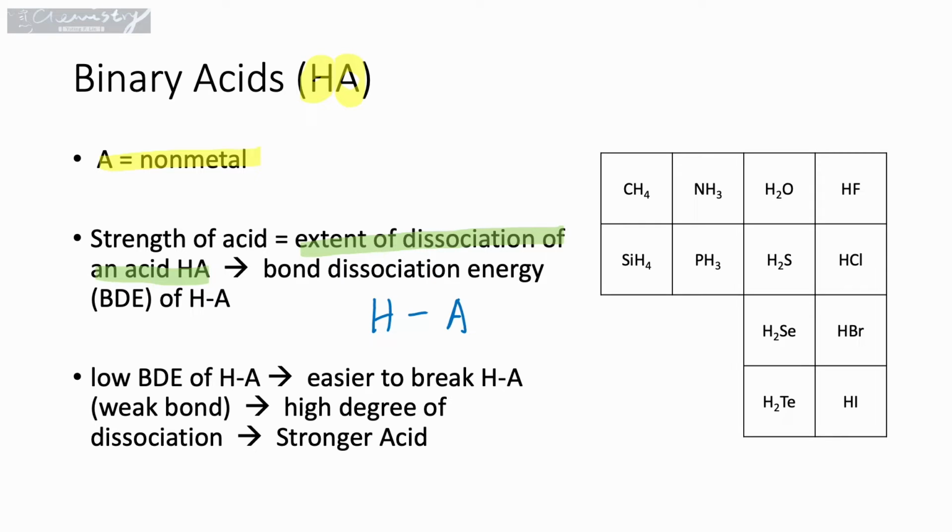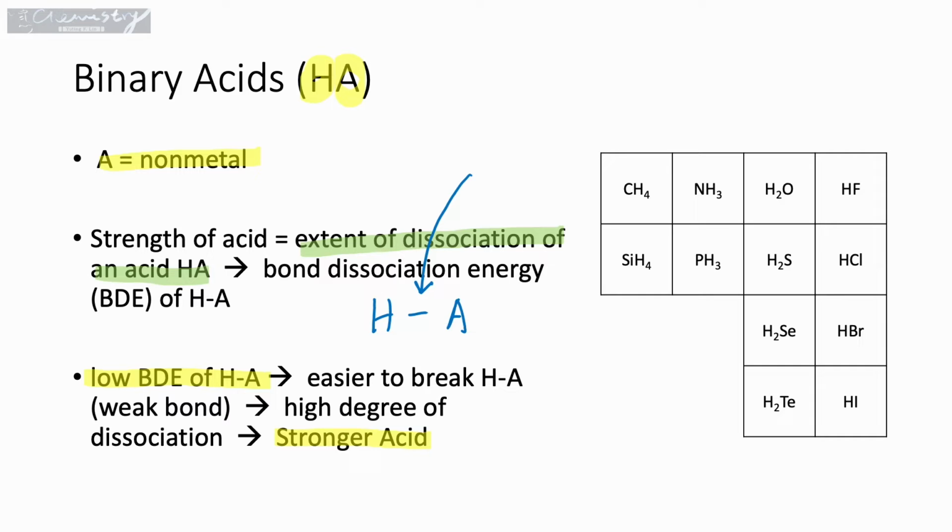So if we have a low bond dissociation energy, that means that it doesn't require much energy to break this bond. So it's easier to break this bond, and therefore we are going to have a higher degree of dissociation and a stronger acid. So a low bond dissociation energy between the proton and the anion results in a stronger acid.